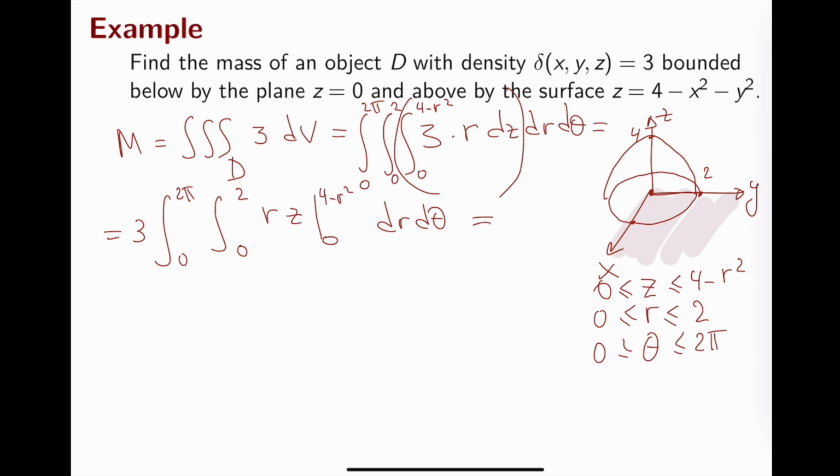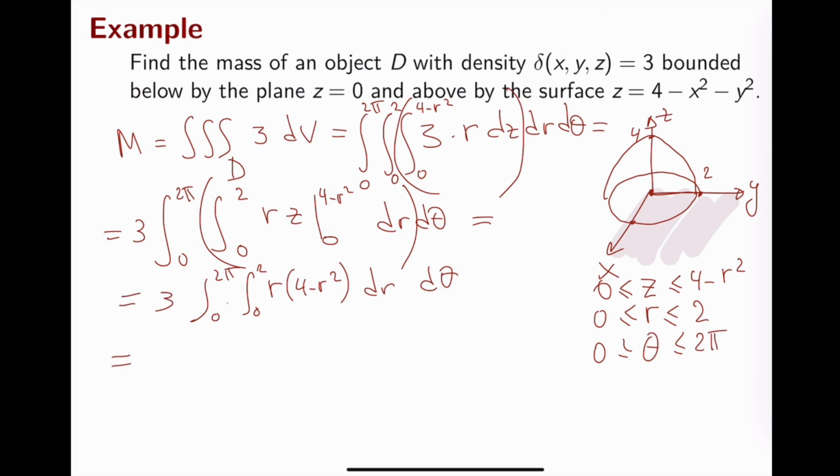Okay, so this is the integral that we will solve next, but before, let's actually do this evaluation. When we evaluate z between these two limits, we are going to get r times 4 minus r squared minus 0, so just r times 4 minus r squared. Then this is the integral that we now have to do between 0 and 2 dr, still keeping outside the integral between 0 and 2 pi d theta and the 3 that we have in front.